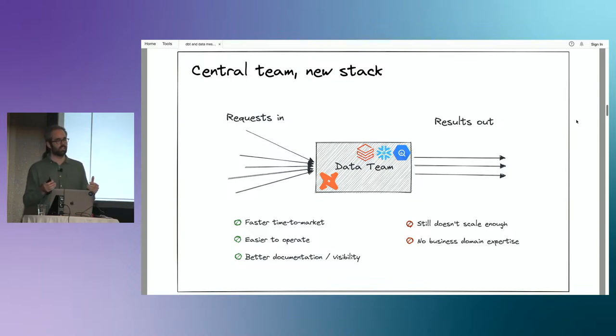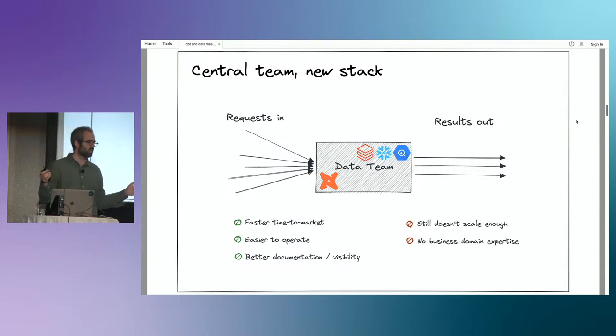This changes things quite a lot, right? You have a central data team, yes, that's the same, but you have a new stack. You have DBT, you have tools like maybe Databricks, Snowflake, BigQuery, so these big data warehouse, lakehouse kind of platforms that support all these workloads. They are easier to operate, so this creates faster time to market. As I said, it's easier to operate, right? You have compute and storage together, makes things easier.